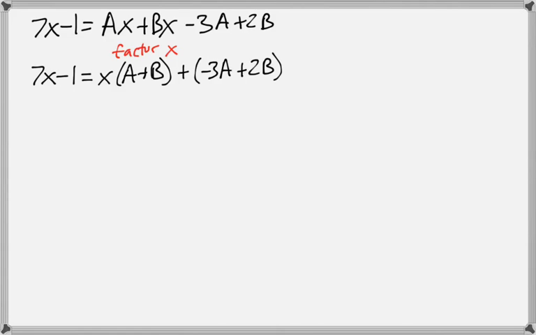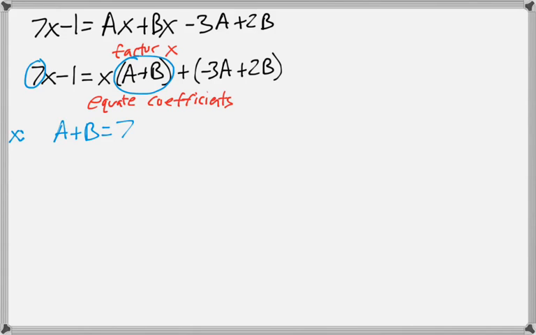So now we're going to do a process that's called equating coefficients. And what that means is, if you look at the left-hand side, we have an x and it's being multiplied by a 7. On the right we have an x and it's being multiplied by a plus b. Well, because this is an equation, those must be equal. So an x equation could be a plus b is equal to 7.